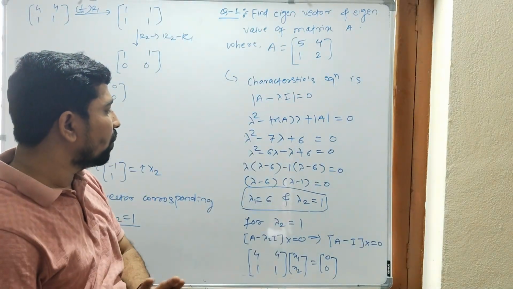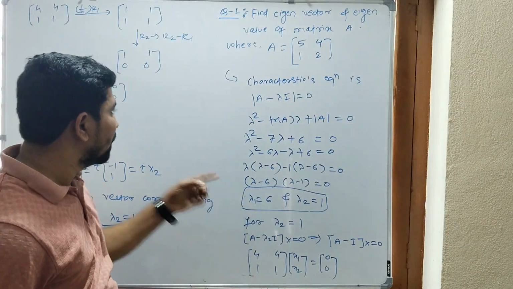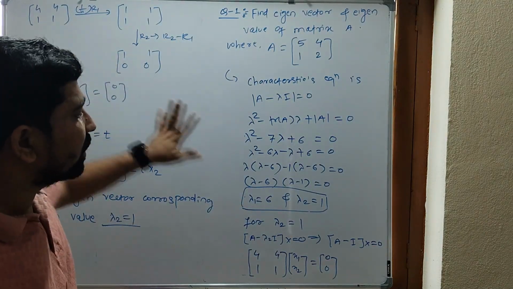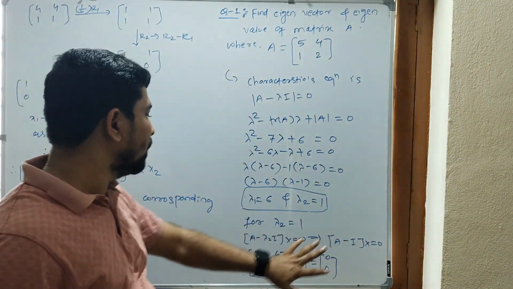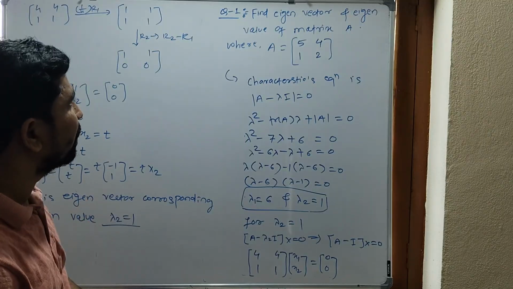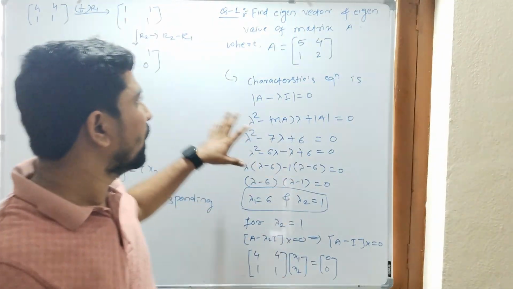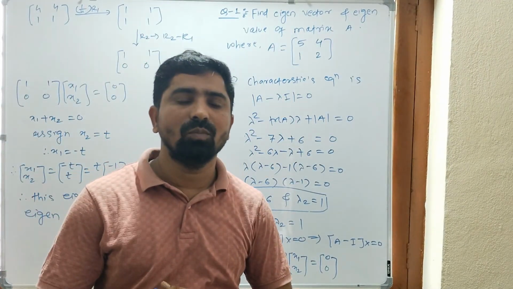So two eigenvalues. Now corresponding to lambda 1 equal to 6 we find one eigenvector, and corresponding to lambda 2 equal to 1 we find the other eigenvector. So this is the way to find the eigenvalues and eigenvectors of the given problem.